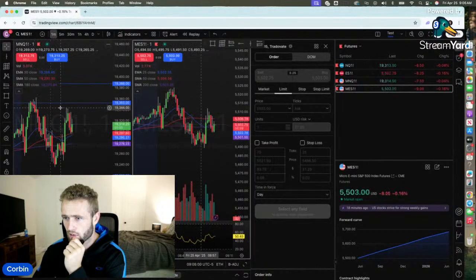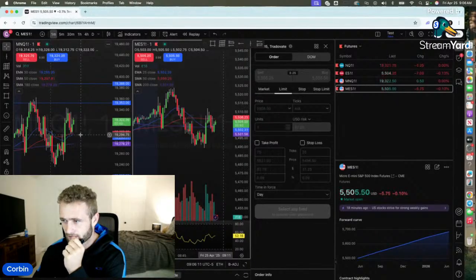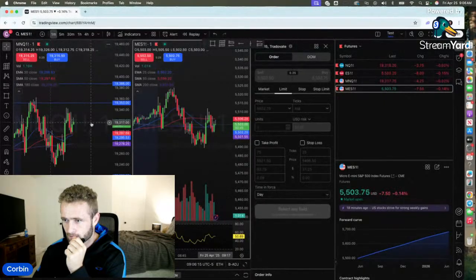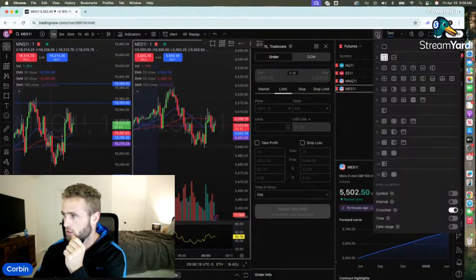So NQ made a higher high right here, but ES made a lower low. So that tells me that we are still heading to the downside. That makes me want to take a short position on NQ.